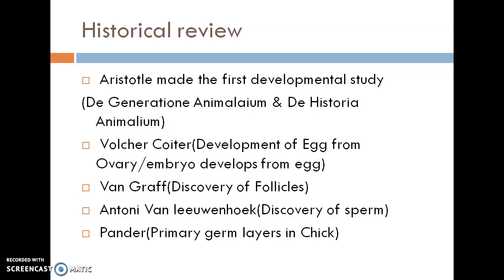Later, after Aristotle's contribution, came Volcher Coiter, who concluded that the egg develops from the ovary, and from this fertilized egg the embryo gets developed. So Coiter says that the egg is developed from the ovary and the embryo is developed from the fertilized egg. Then later came De Graaf.